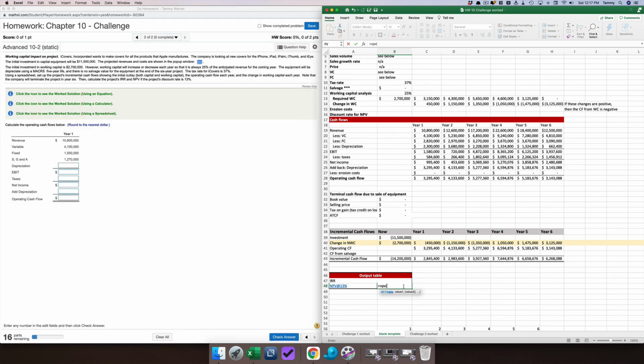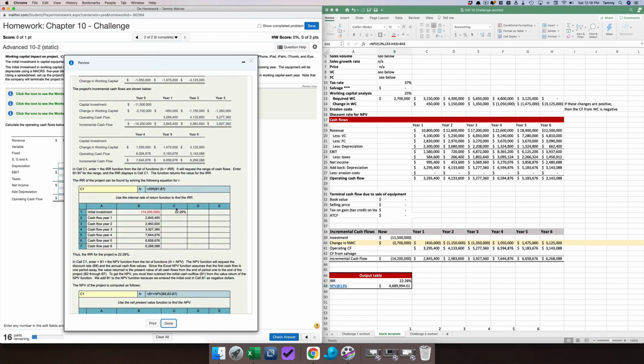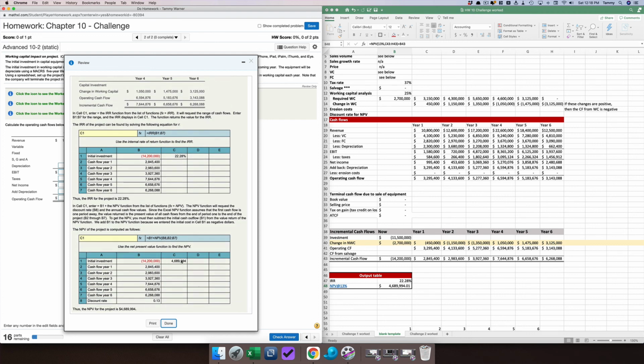And the net present value, remembering that the actual NPV function that Excel uses doesn't actually give you a technical NPV. What you have to do is take the present value of all these future cash flows and then subtract the initial cash flow. And because the initial cash flow is given as a negative, we add that number. So the net present value is 4.6 million. So if we go ahead and look at the answers over here, just to verify, 22.28% and 4.689 million. So there it is, people.